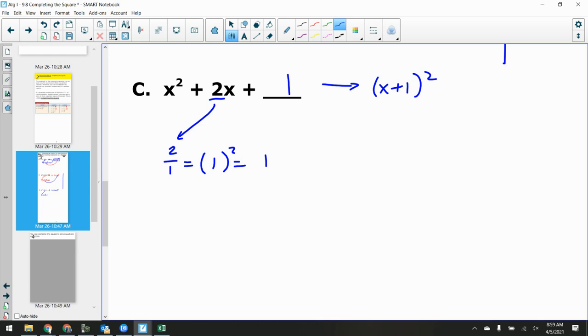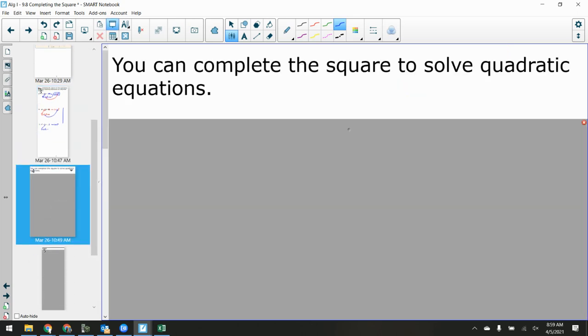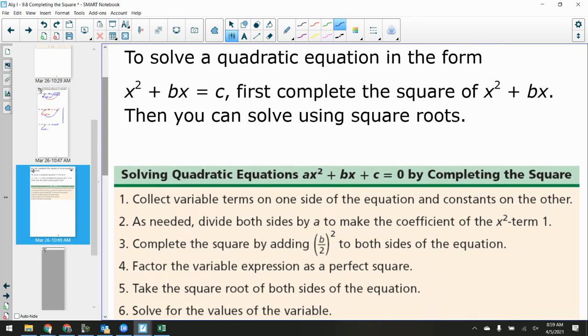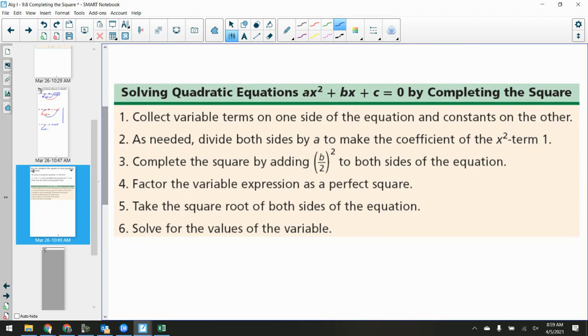Now, this is just identifying what it is. So what does it mean when we have to actually solve? Well, these are the steps, and you see it on the bottom of your front side there. These are the steps to actually solving by completing the square. Now, we're not going to do all these steps today. Steps 1 and 2 actually come tomorrow. But step 1 is collect variable terms to one side and constants to the other.